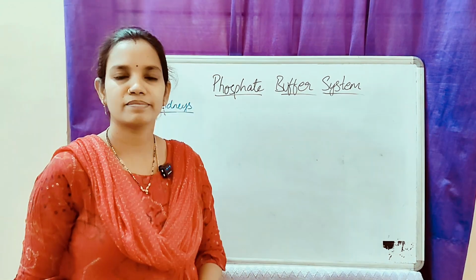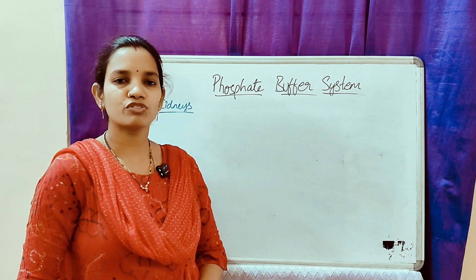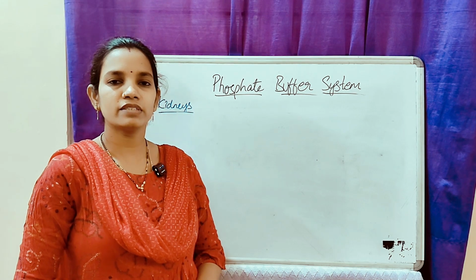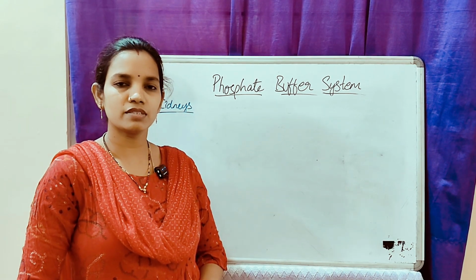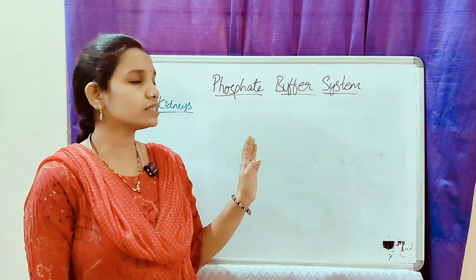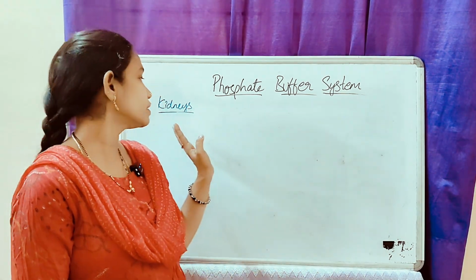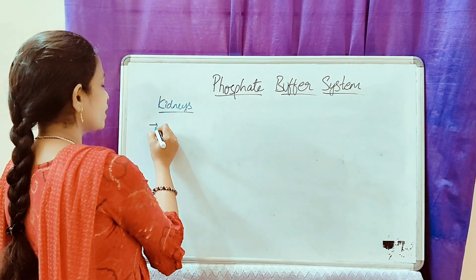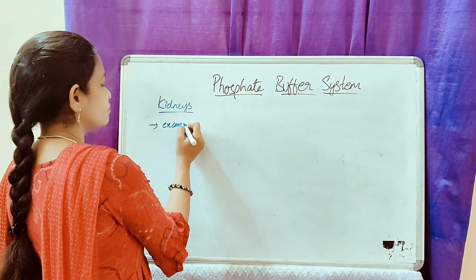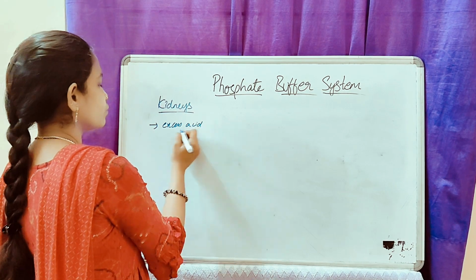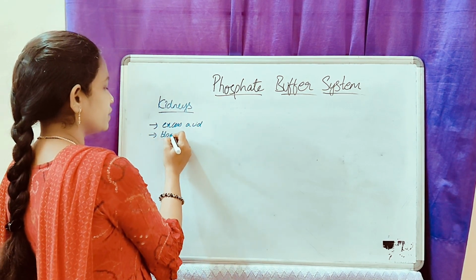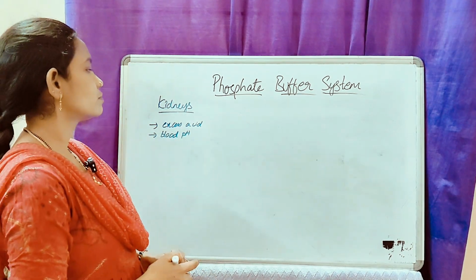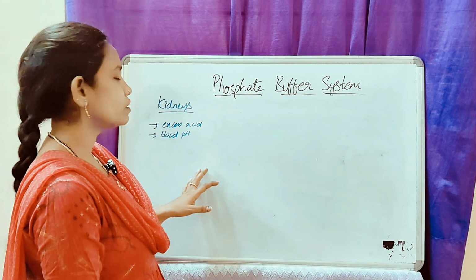Is it clear? Till now we have learned the phosphate buffer mechanism inside the cytoplasm of the cell, and we have already seen that the location is in the cells and even in the kidneys. So now let's see how it works inside the kidneys too. Here its role is to excrete excess acid from the blood and also to maintain blood pH. And let's see how the mechanism is involved.